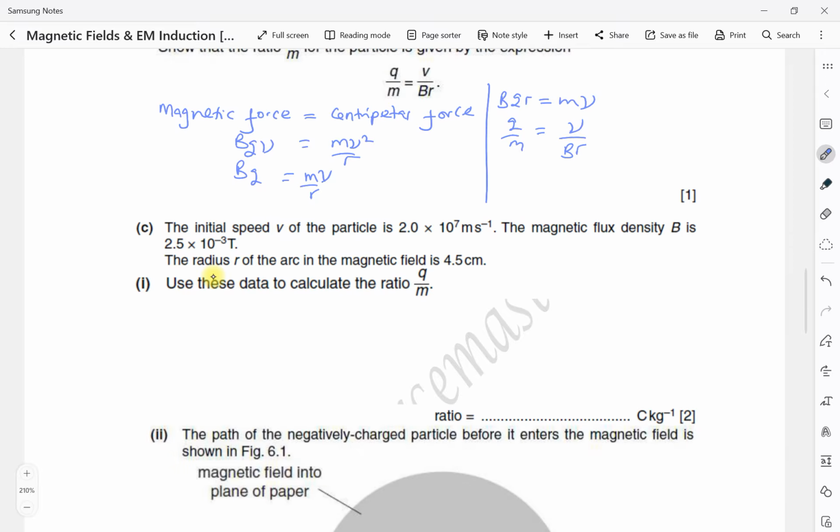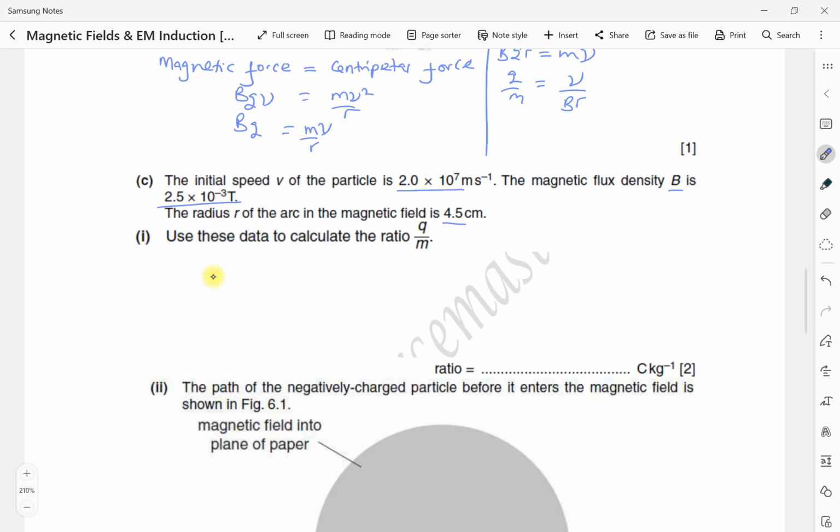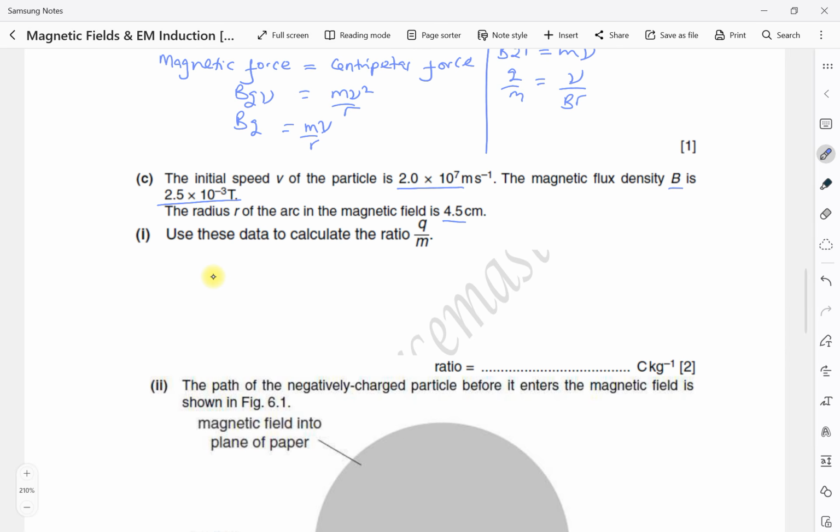The initial speed v of the particle is 2 times 10 to the power of 7 meters per second. The magnetic flux density B is 2.5 times 10 to the power of minus 3 teslas. The radius r of the arc in the magnetic field is 4.5 centimeters. Use this data to calculate the ratio Q over m.